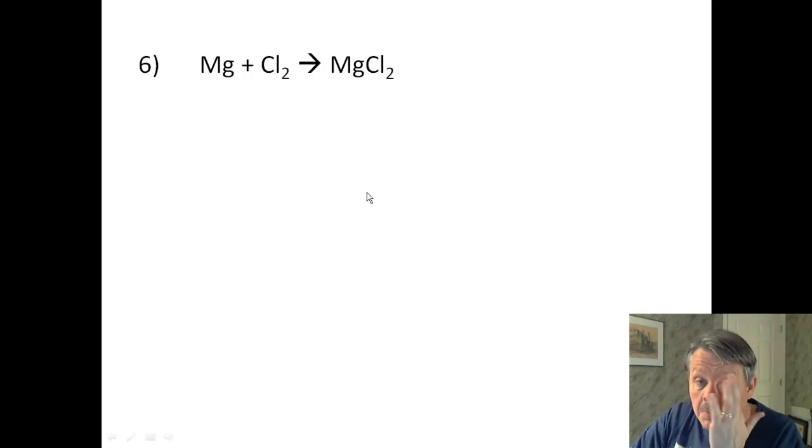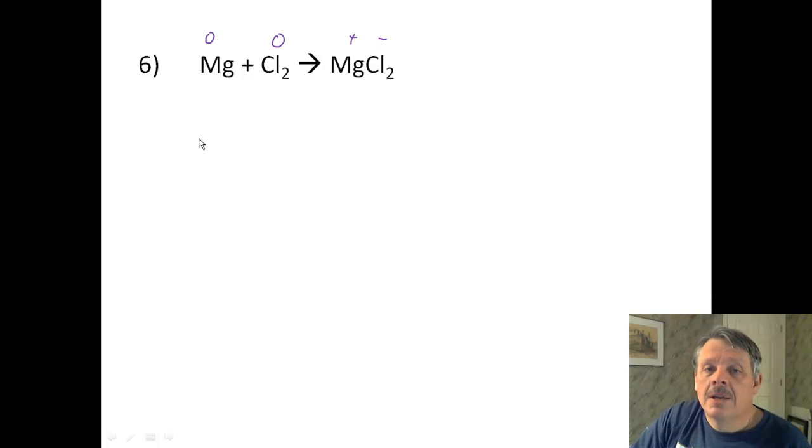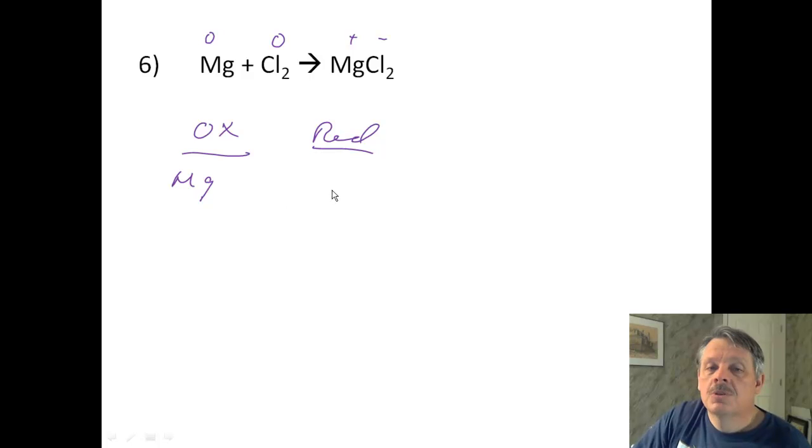Okay, how about magnesium chloride in this direction? Well, magnesium and chlorine both have no charge. When they're bonded, magnesium is positive and chlorine is negative. Magnesium is losing, so it's oxidized. Chlorine is gaining, so it's reduced.